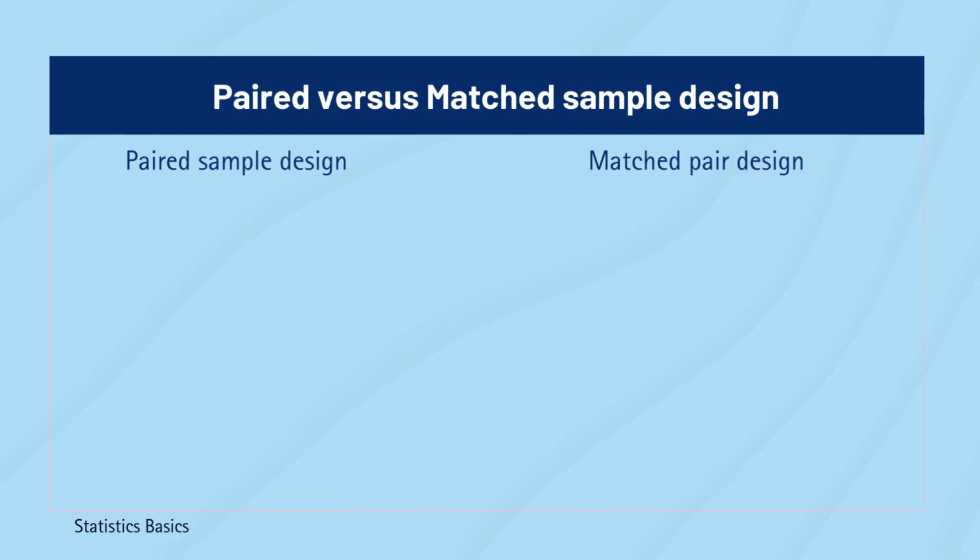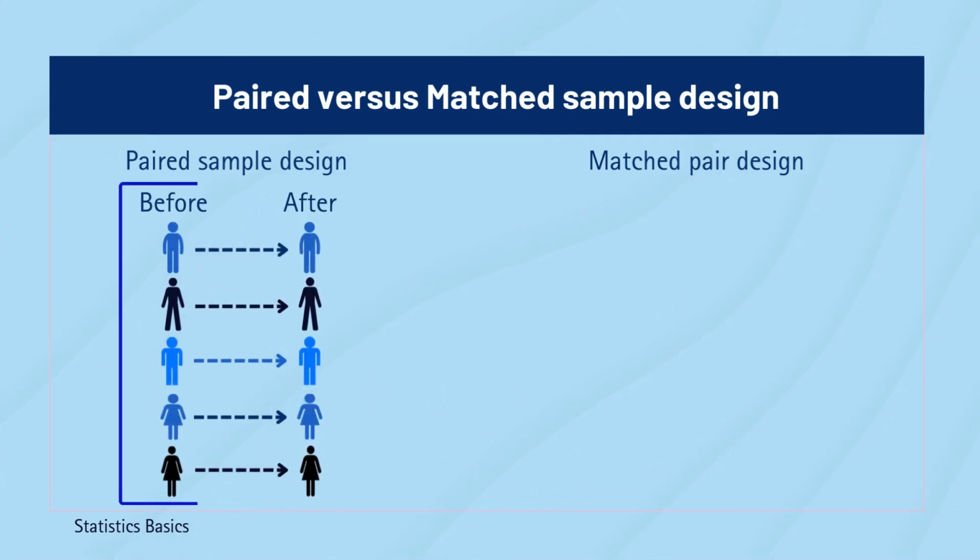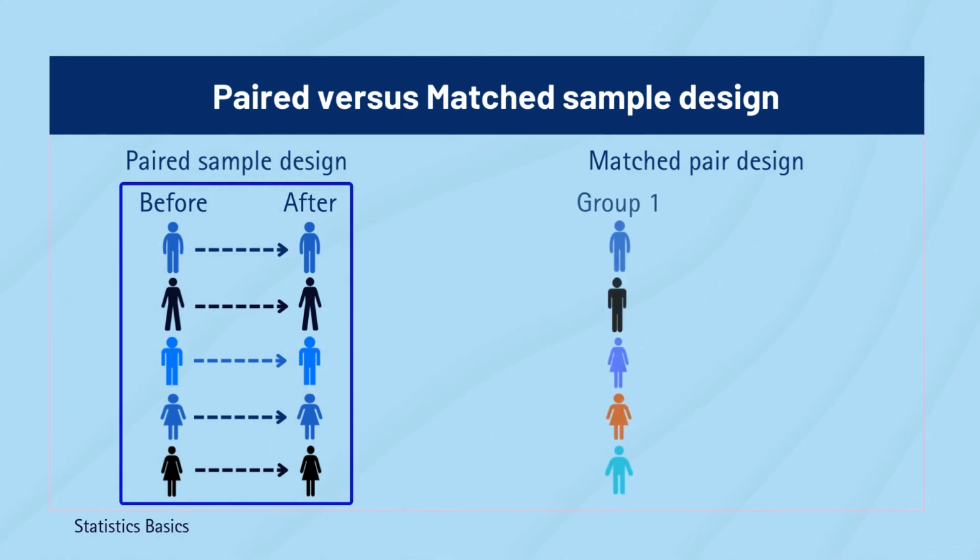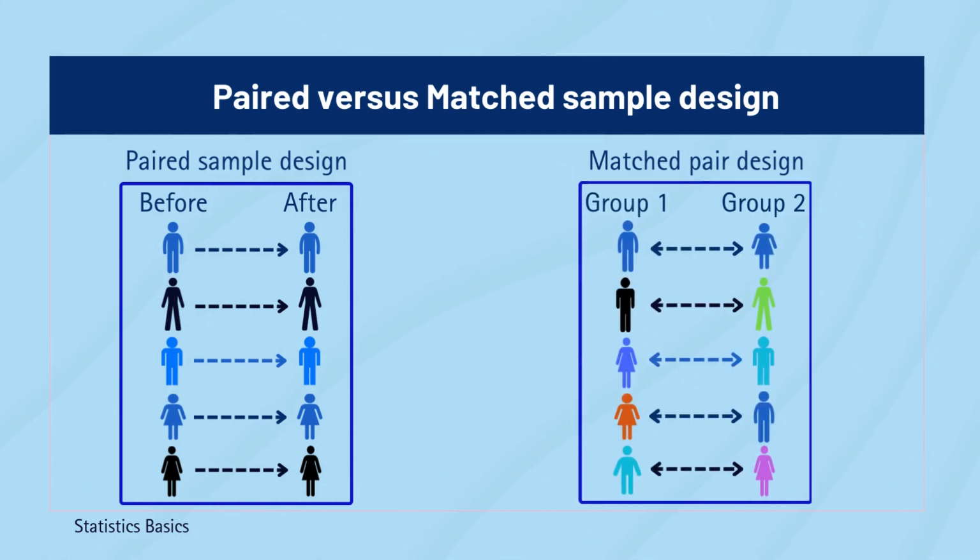This study uses a paired sample design, where each individual is measured twice. In this case, employees provide stress scores before and after the intervention. A similar approach is known as a matched pairs design that involves pairing different individuals based on shared characteristics. Both designs analyze mean differences using the same statistical method.